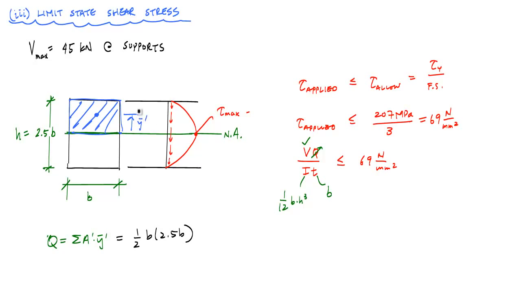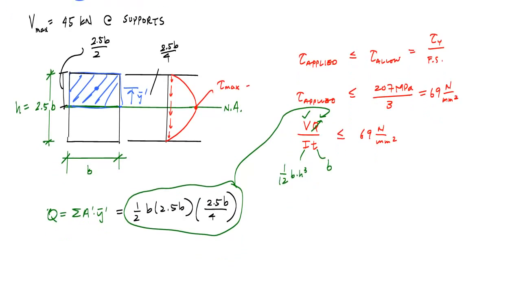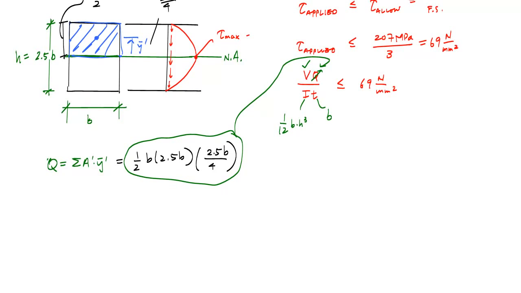This Y bar prime is, let's see, this distance right here would be 2.5 times B divided by 2, and this is B divided by 2, so Y bar would be 2.5 times B divided by 4. This would be 2.5 B divided by 4. And I would take this whole Q right here and just substitute it into this right here. And if you believe everything that I've told you so far, if we go ahead and do some basic algebra and work out some numbers, it's going to look like this.